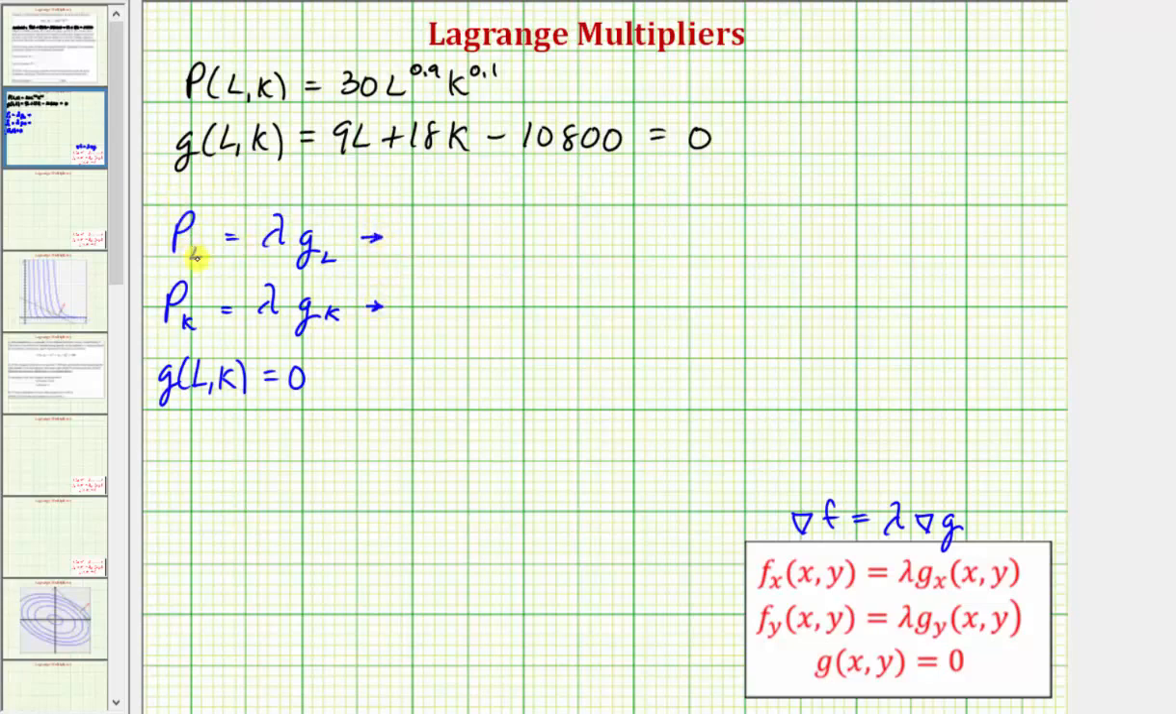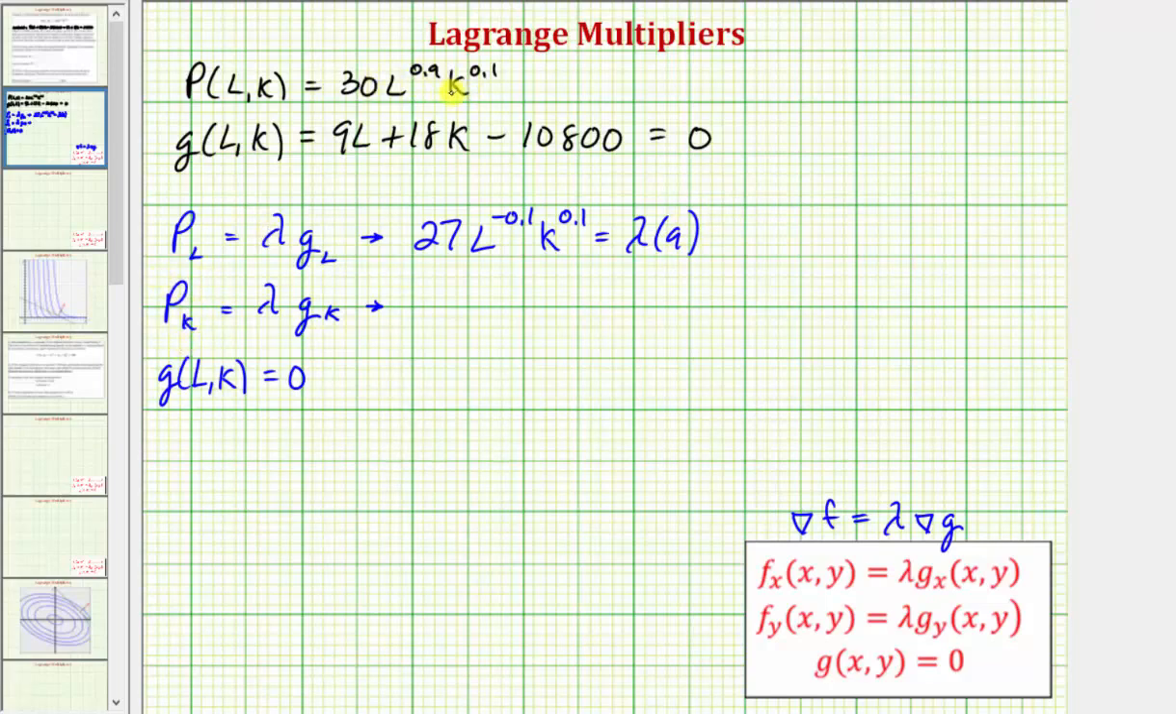To find the partial of P with respect to L, we'll treat K as a constant, so we're going to multiply by 0.9. 30 times 0.9 is 27. And we have L raised to the power of 0.9 minus 1, that's negative 0.1, times K to the 0.1, equals lambda times the partial of g with respect to L. Treating K as a constant, the partial with respect to L would just be 9, so times 9.